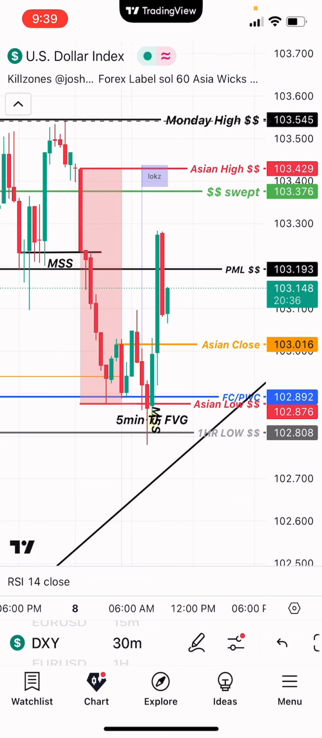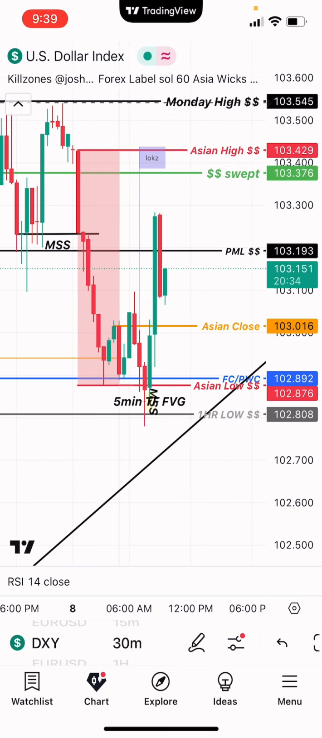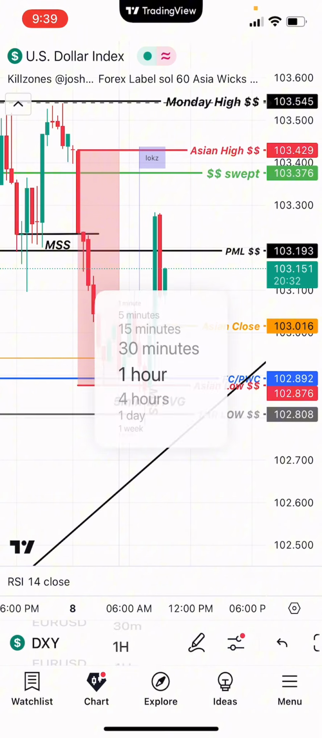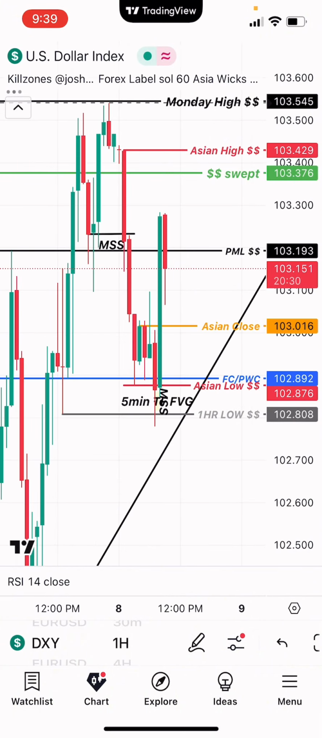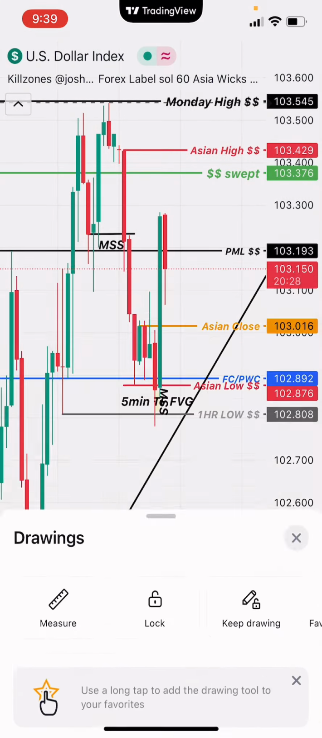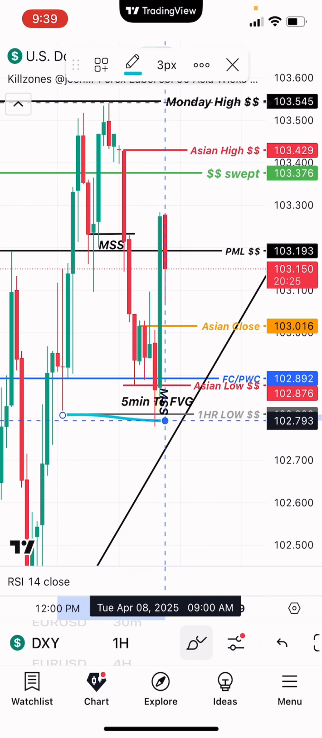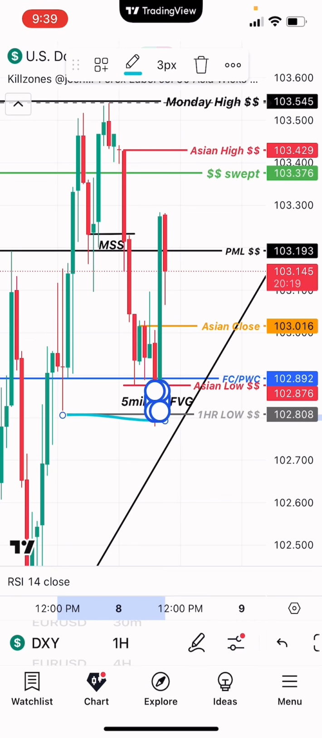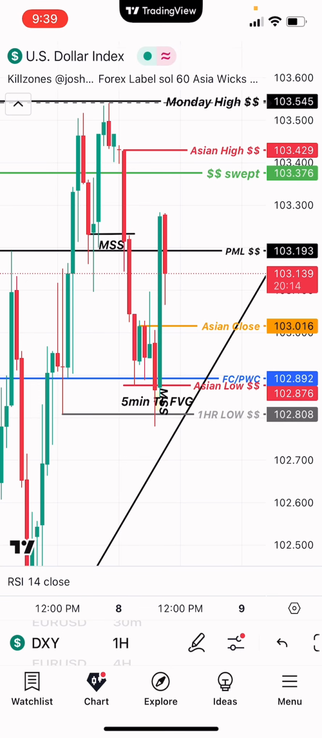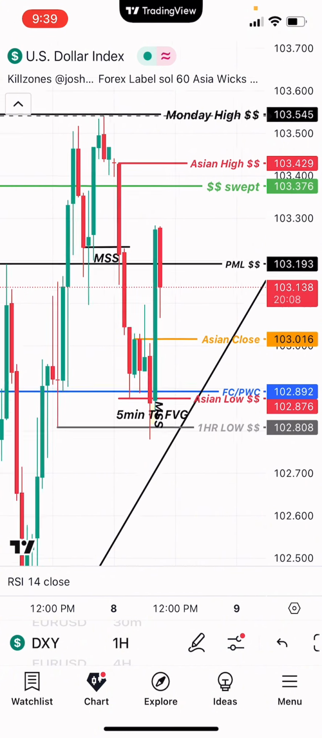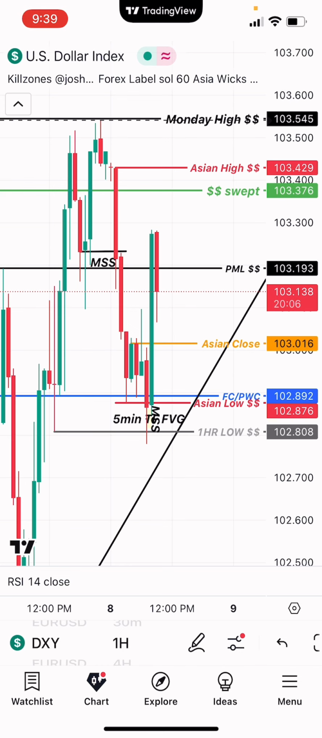So as I was saying, after I finished marking my Asian range, I switched down to the 1 hour time frame, and I saw that there is a 1 hour low here, which I am supposed to mark. I marked it out. So actually, today's trade was all about patience. If I wasn't patient today, I wouldn't have gotten this setup.